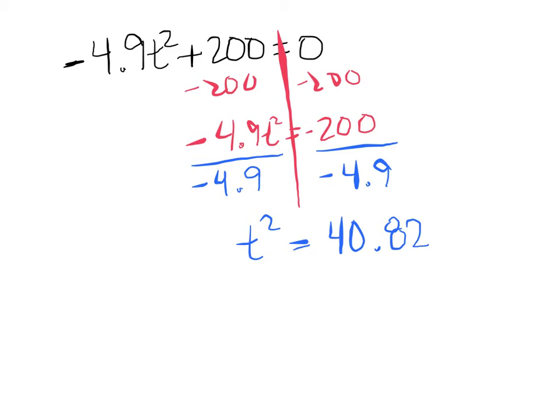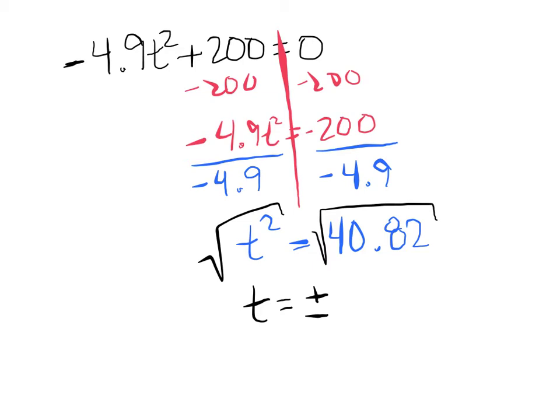Okay, now what we need to do is take the square root of both sides. So we're going to get t equals plus or minus. Now, when you take the square root, there's a couple ways you can do it. You can, on your telephone, turn it sideways, and that'll get you your square root. You can use the Google calculator. It has a square root on it. You can use an Inspire if you have one of those. There's lots of different ways for you to do that, but we're going to find the square root of 40.82.